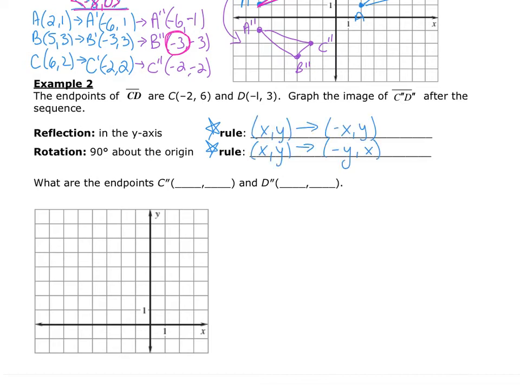Here are the 2 rules you should have written down. So the reflection in the y-axis is taking all of our coordinates, if they started over here in quadrant 1, and reflecting them over. So that means that my x value is changing but not the y, so it becomes a negative x. Then if I need to rotate 90 degrees, it's switching your x and y, but it's also going to end up being a negative y and then a positive x.